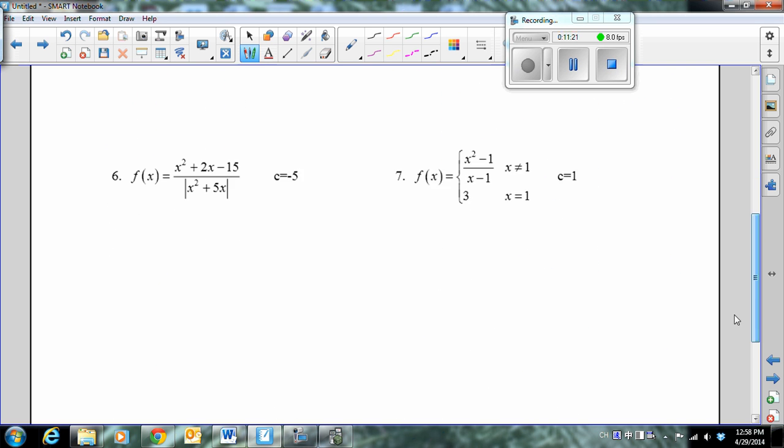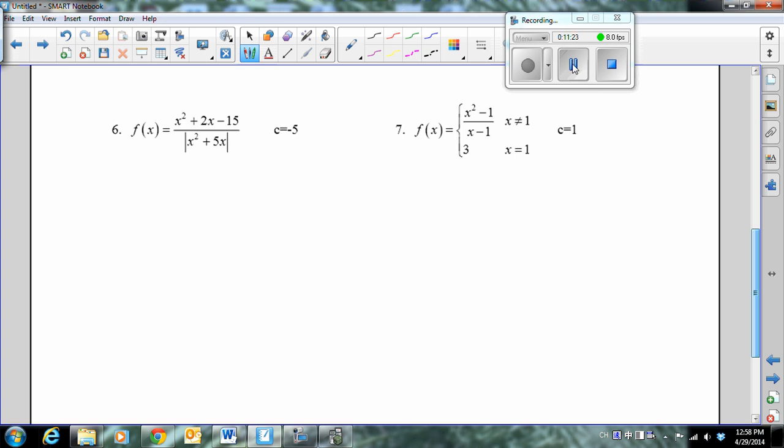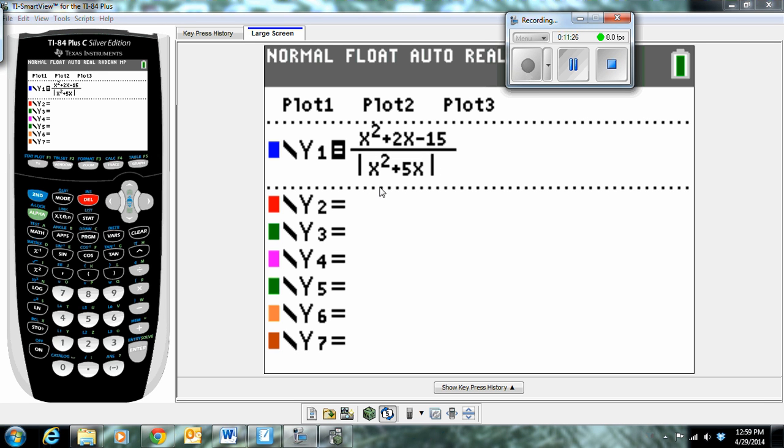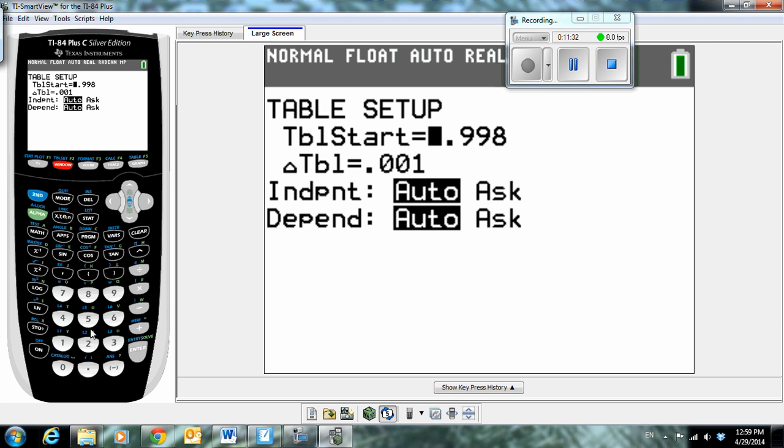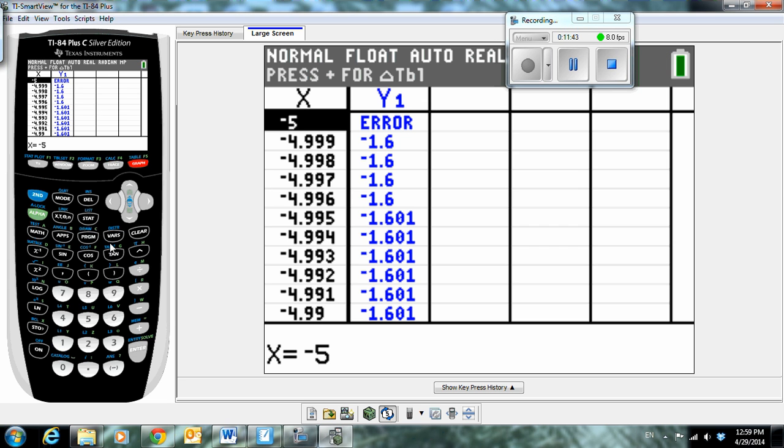Now let's go on to 6, and I'll put 6 on my calculator. All right, I have this equation on my calculator now. The next thing to do is go to my table set, and on my table set, I want to start around -5, so I'll plug in -5 here, and I still want to have my table going by 0.001. So I will go to my table now. On my table, around -5, I get -1.6.